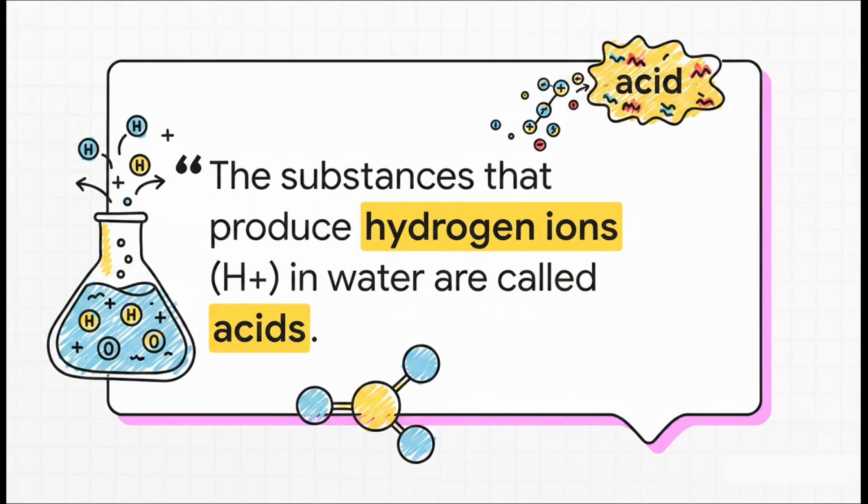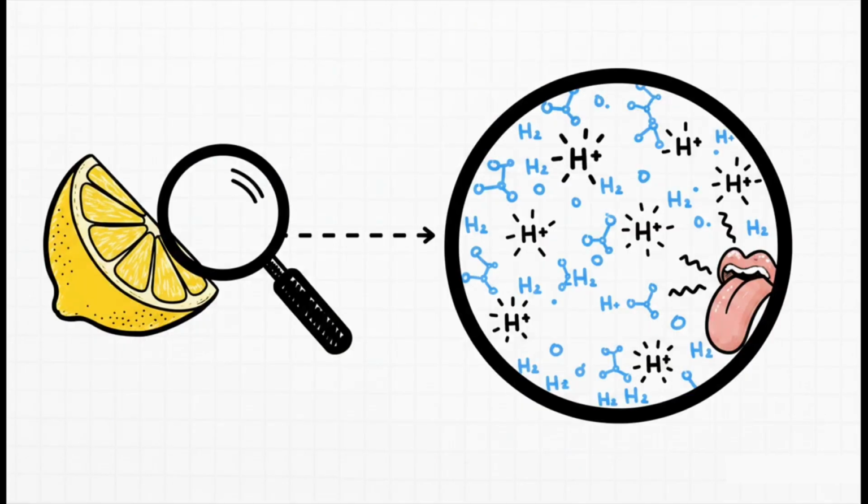A hydrogen atom is just one proton and one electron, right? So when it loses that electron to become an ion, all that's left is basically a bare proton, the H+ ion. And there it is, the secret to the lemon's sourness. It is literally just the high concentration of these free-floating H+ ions in the juice interacting with your taste buds.